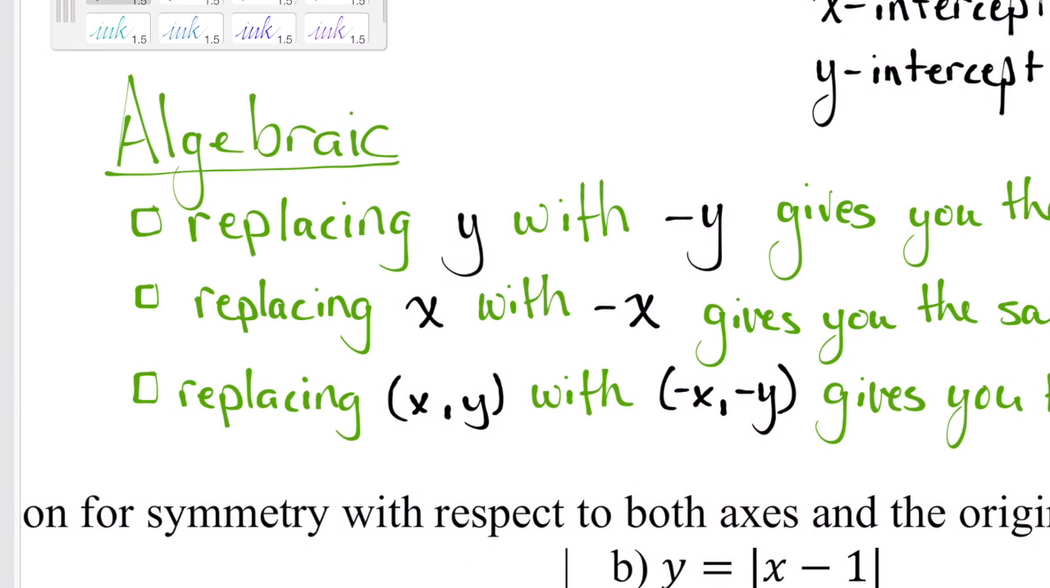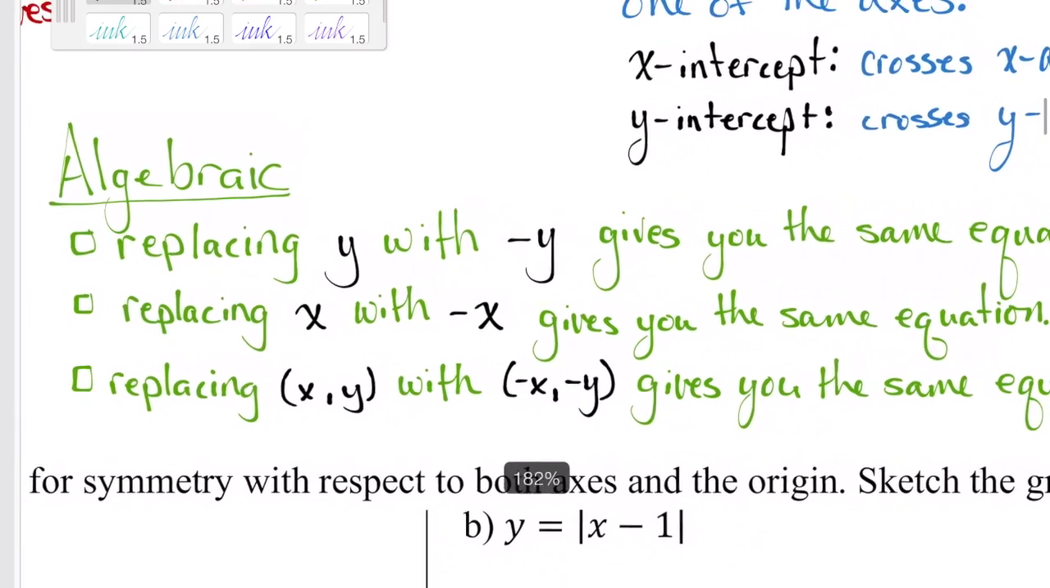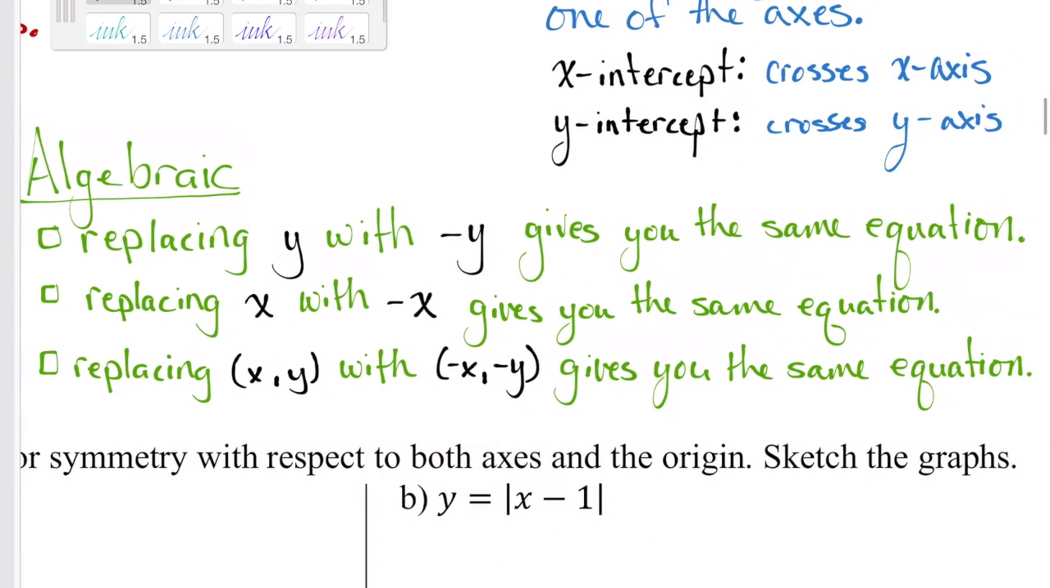Algebraically, if you replace the y with a negative y and you end up with the same equation, then you know that it's symmetric with the x-axis. If you replace the x with negative x and it gives you the same equation, then it's symmetric with the y-axis specifically. And replacing the x with negative x and the y with negative y, if that gives you the same equation, then it's symmetric with the origin as well. Those I think are a bit more complicated. I personally think it's easier just to look at it.